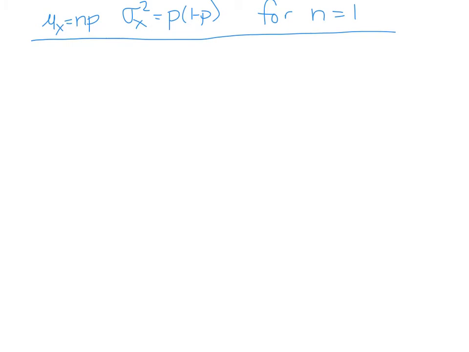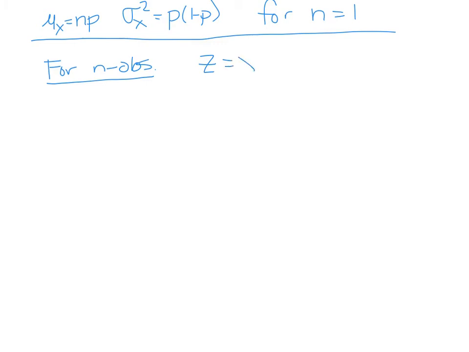Okay, so if we know that mu sub x is equal to np and the variance of x is equal to p times 1 minus p for n equals 1, what happens if we expand ourselves to n observations? Because we know in the binomial setting we'll be having a fixed number of observations n. So let's try to do this for n observations. And for n observations, why don't I do something that we did before?